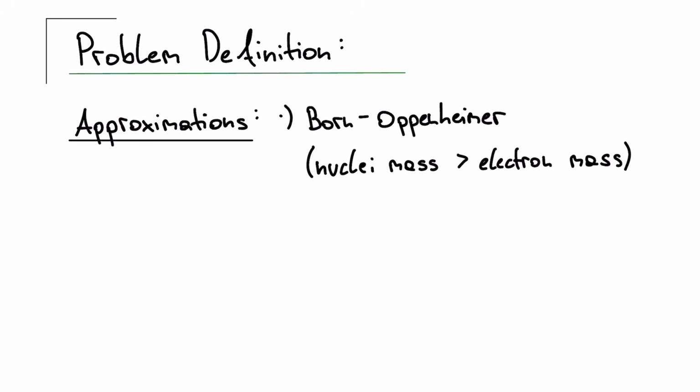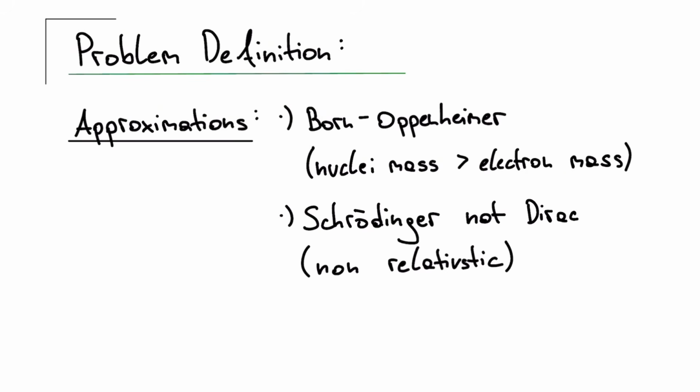Even in full configuration interaction, FCI methods, which were mentioned in the previous video, this approximation is typically made. The second approximation is that we will work with the Schrödinger equation and not the Dirac equation. I won't go into detail here since I didn't mention the Dirac equation in the previous videos either.